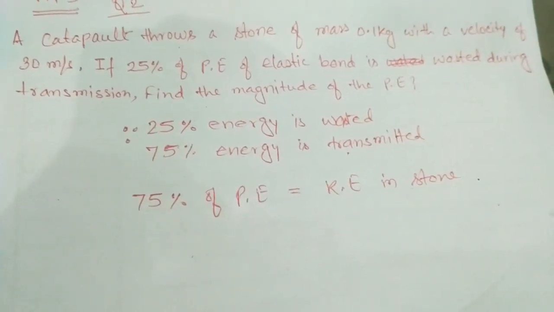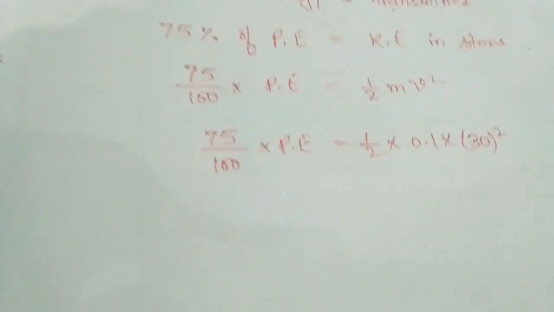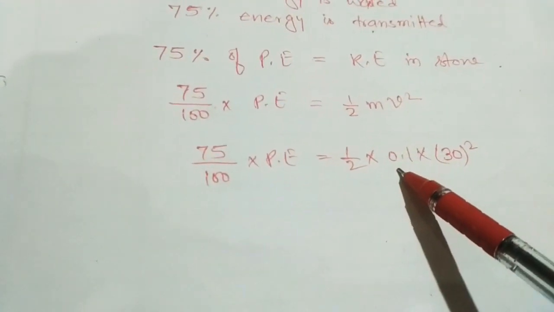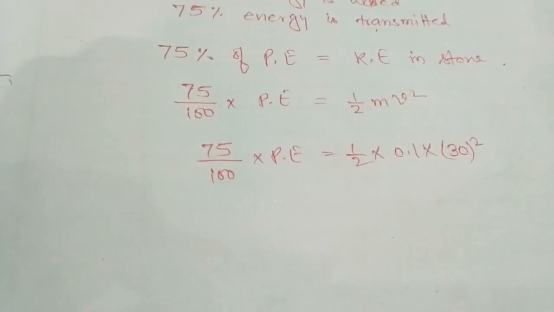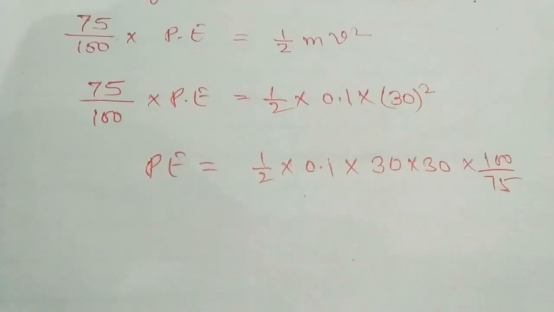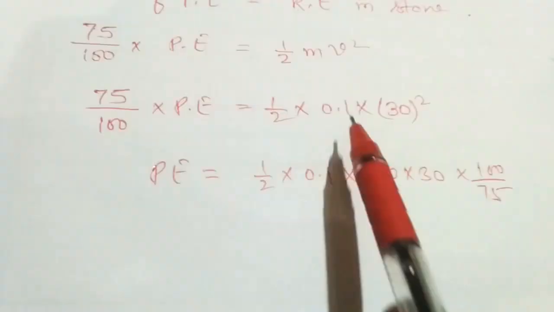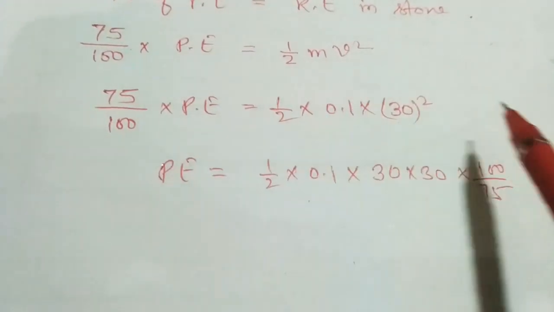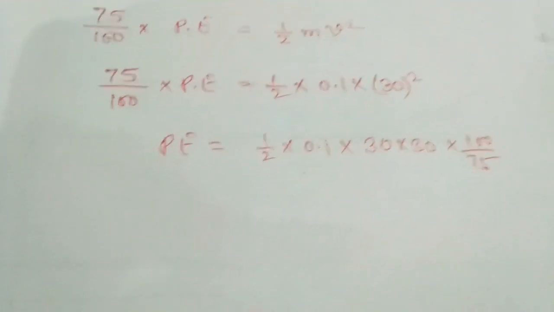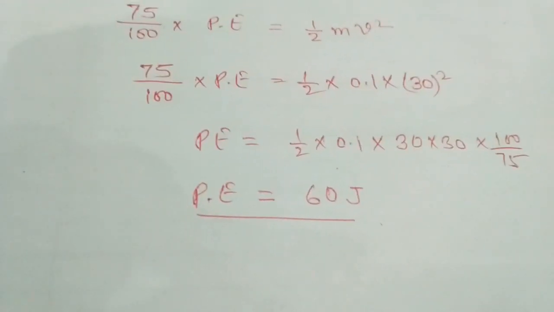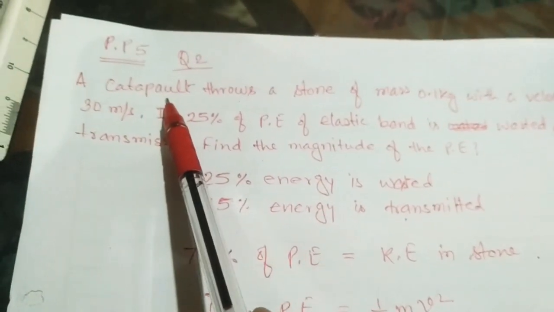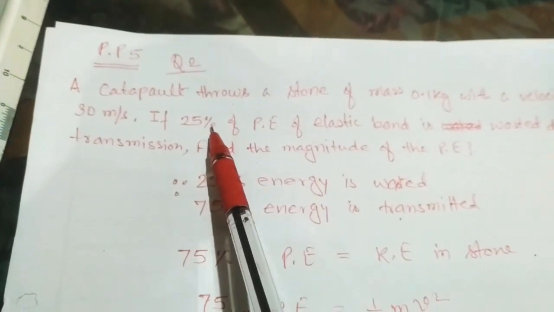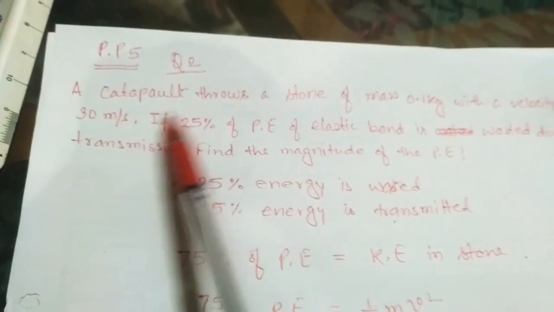Let's fill all the values. The mass of stone was 0.1 kg and velocity 30 meter per second, so 30 is whole square. So PE is equal to 1 by 2, 0.1, 30 into 30, and the 75% goes to that side, becoming 100 upon 75. On solving, you will get potential energy is equal to 60 joule. So 60 joule was given to the catapult, out of which 25% was lost, and the remaining 75% converted into the kinetic energy in the stone. This was the question.